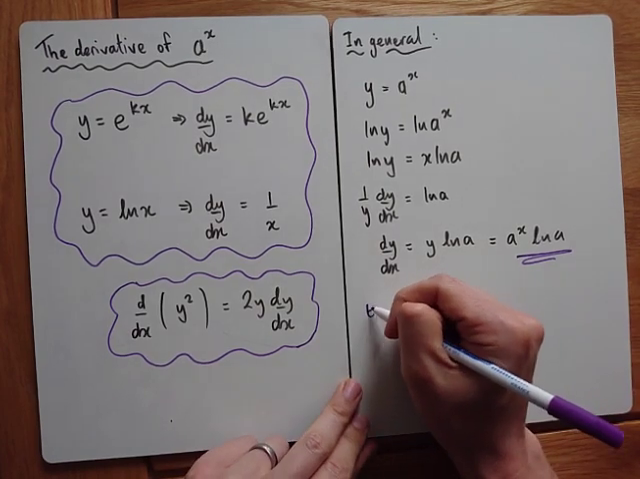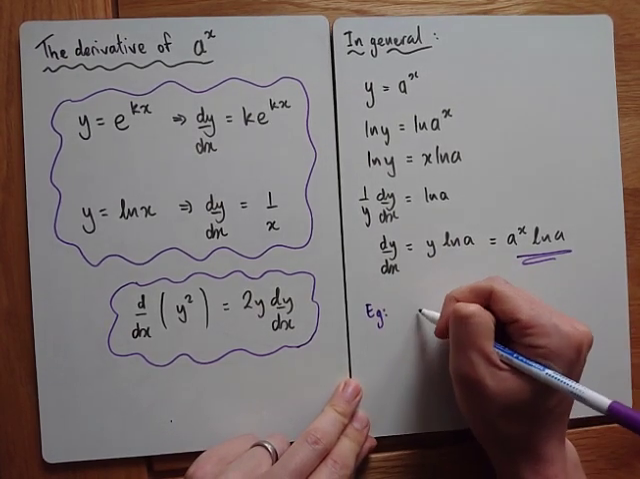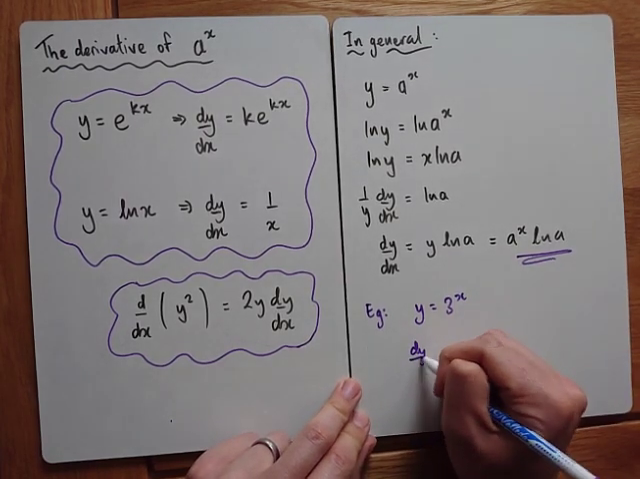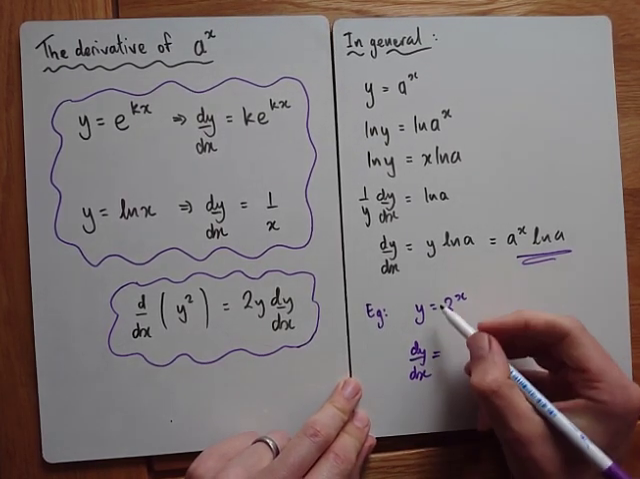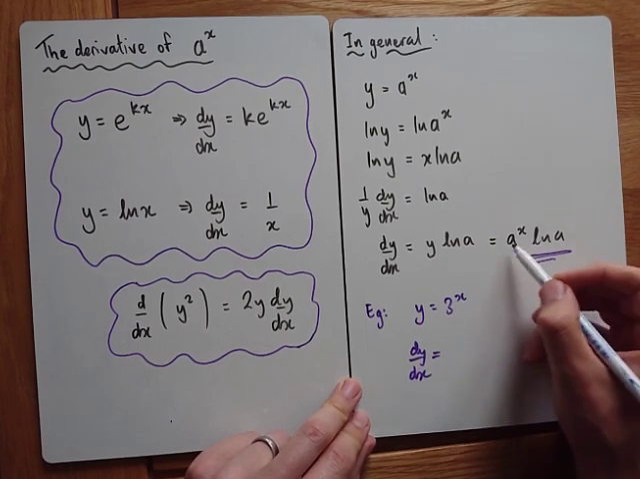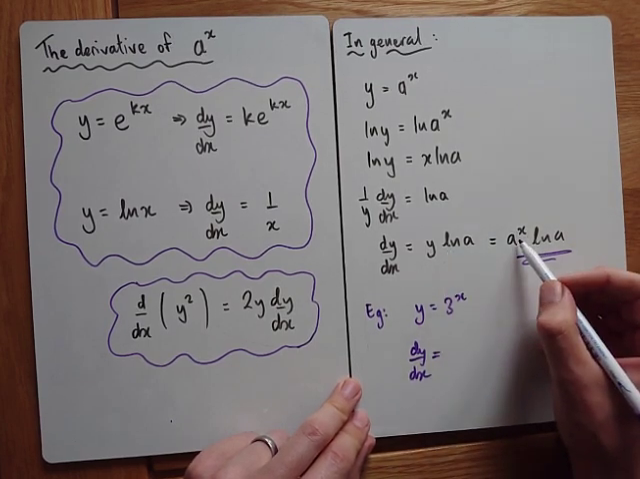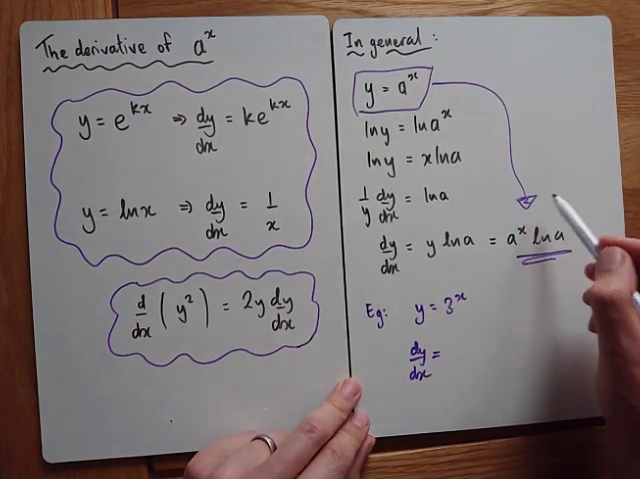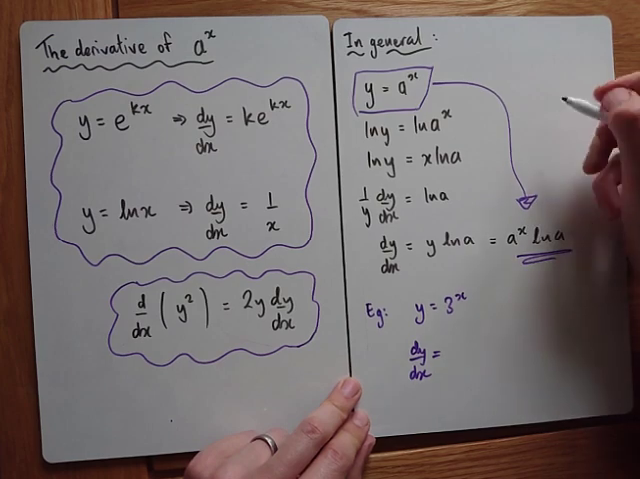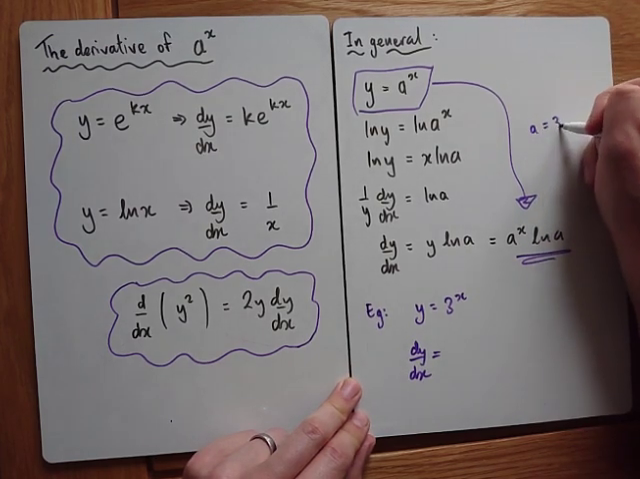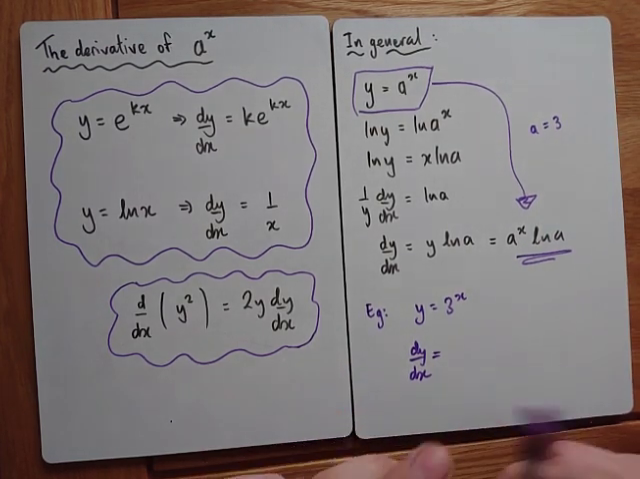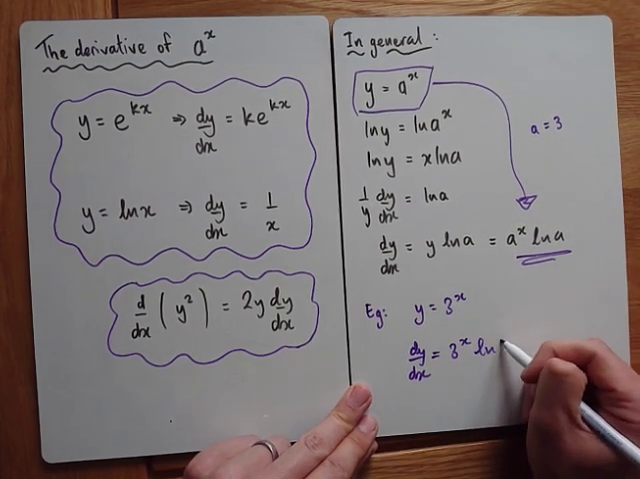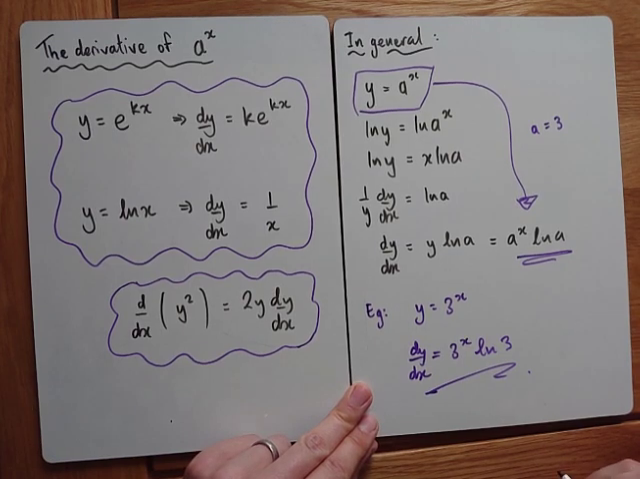A quick example: if I said y is equal to 3 to the x, and it just wants you to differentiate, it doesn't say show. So if I want to differentiate 3 to the x, I can just remember this rule. If y is equal to a to the x, my derivative looks like this. Think of a as just 3 in this question. So the answer would be 3 to the x, ln 3.